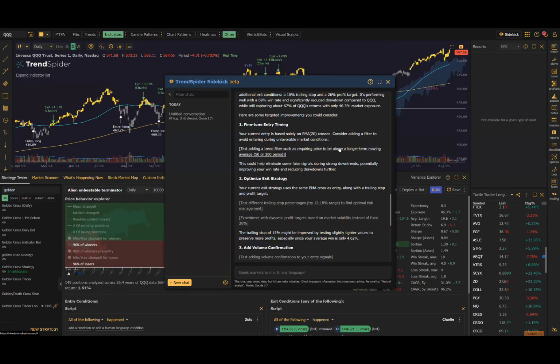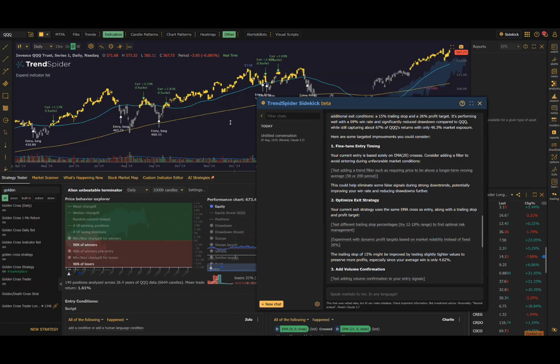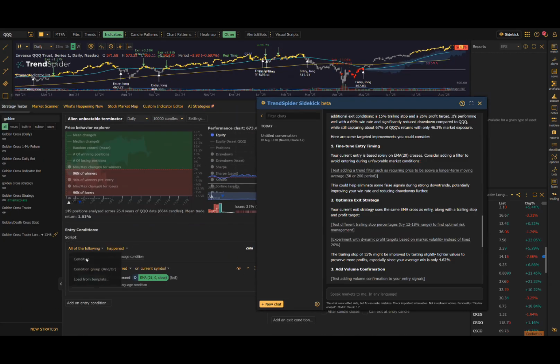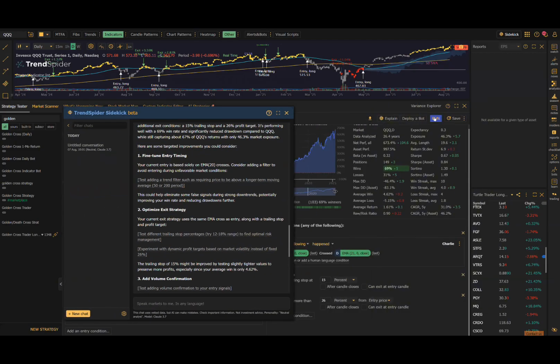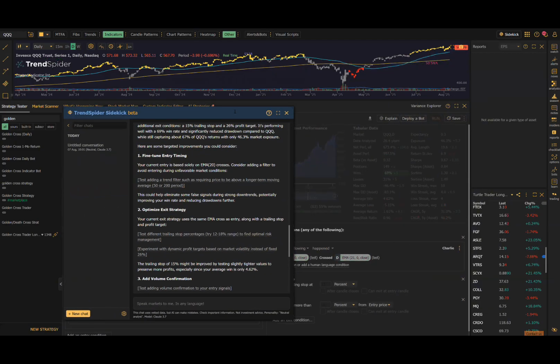It says, test adding a trend filter, such as requiring price to be above a longer term moving average, like the 50 or 200 period moving average. I actually kind of like that. There's a lot of condition group here. Let's just say price is greater than the 200 SMA. That's actually a filter that I use on one of my strategies so that you're not entering in downtrends. Let's see if this improves anything.